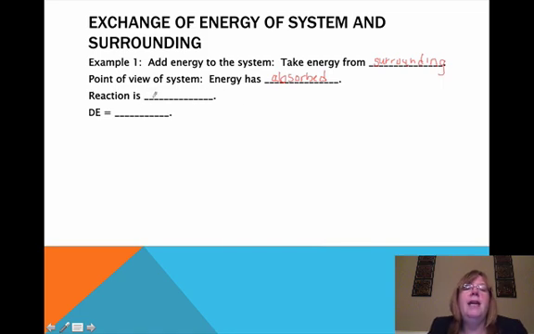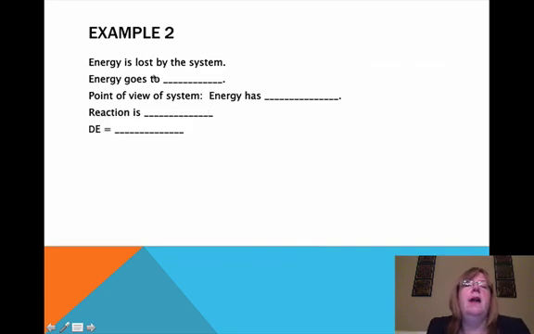So our reaction is called endothermic. When you absorb energy into your system, it's called endothermic, and this is supposed to be a delta, the Greek letter delta. Delta E for that is positive. So you're taking energy from the surroundings, and it's going into your system, and that's endothermic. And so the surroundings, which is what we can measure the temperature of, would be going down. What if energy is lost by the system? Well, then the energy is going to the surroundings.